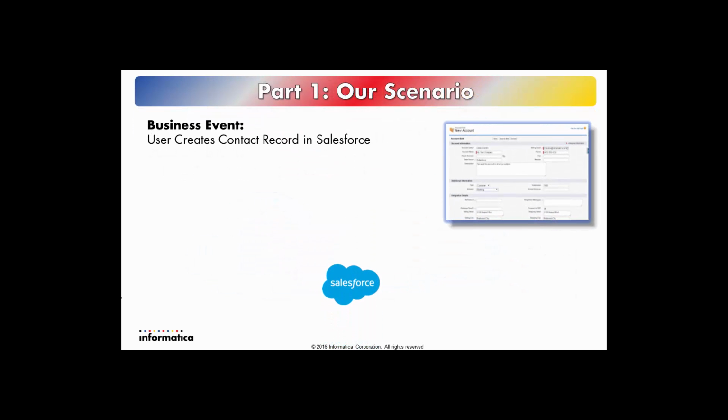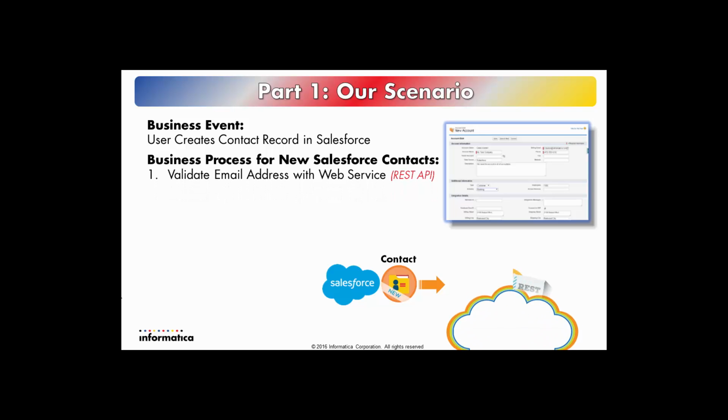So our scenario for part 1 is going to be simple and out of the box. The business event is going to be a user creating a contact record within Salesforce. Now, our business process for new Salesforce contacts is going to start with validating this email address, in this case with the web service that we have.